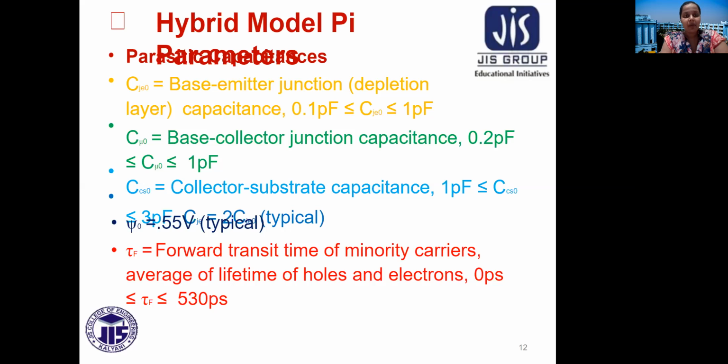Hybrid model pi parameters. CJEO is the base emitter junction depletion layer capacitance. This all you have to just know. You have to know all these things. C mu is the base collector junction capacitance, CSO is the collector substrate capacitance, Psi 0.55 volt. The typical value of Psi 0 will be 0.55 volt. Tau F is the forward transit time of minority carriers, average of lifetime of holes and electrons.